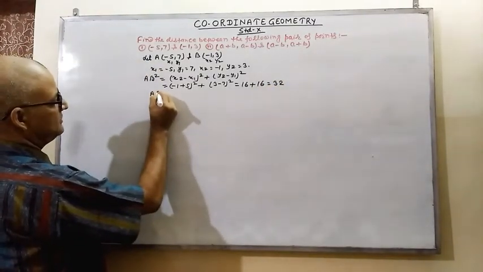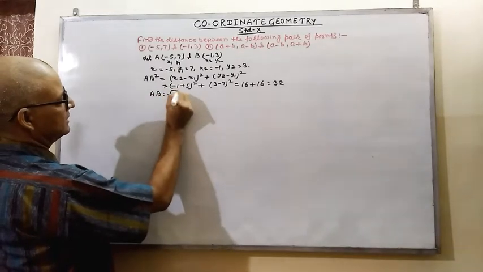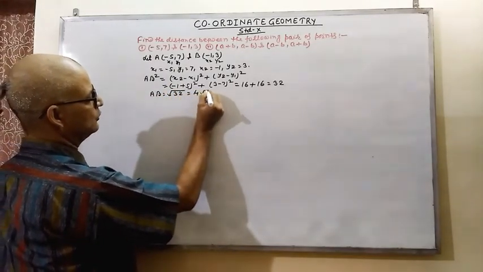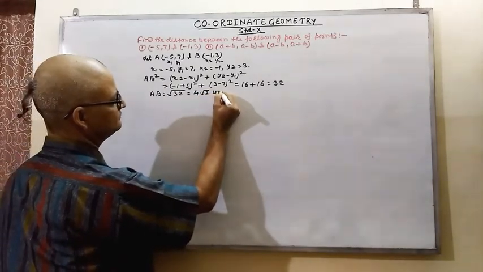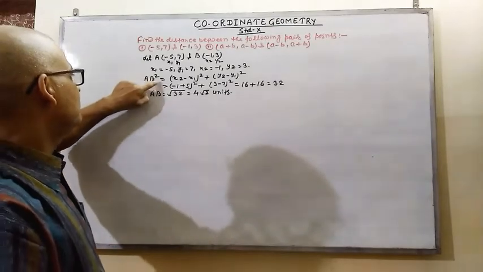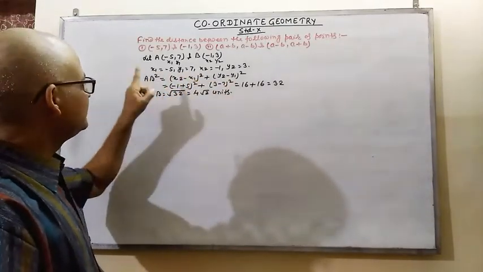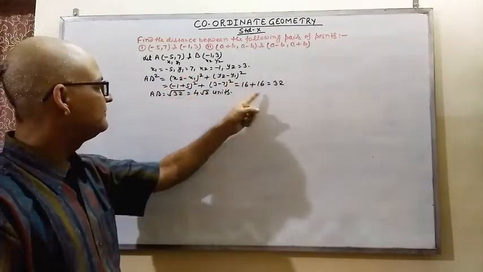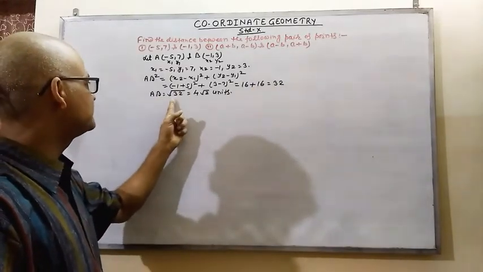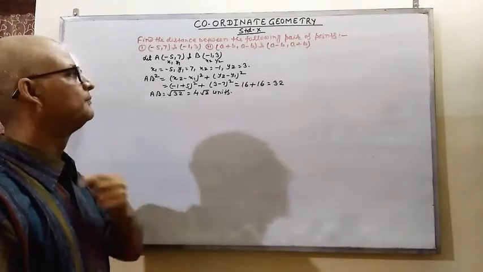Now AB is equal to root under 32. So now this can be written as 4 root 2 units. Again I repeat, don't write AB equal to root under at the start. First use AB square, simplify up to the last step, and then in the last step you will take the square root.